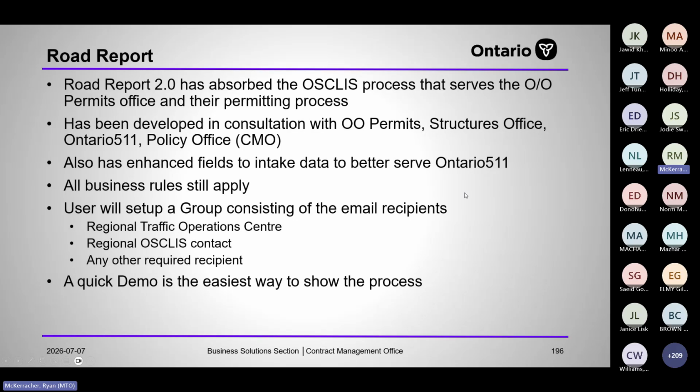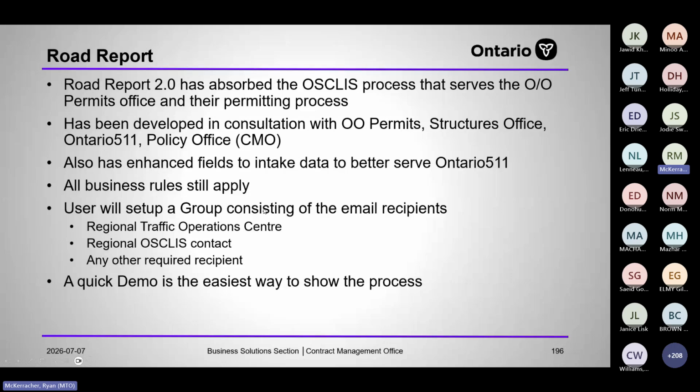So Road Report 2.0 has absorbed the OSCLIS process that serves the OO Permits Office. It was developed with OO Permits, Structures Office, Ontario 511, and Policy Office. It also has enhanced fields to intake data to better serve Ontario 511. All the business rules still apply, and the user will set up a group consisting of the email recipients.